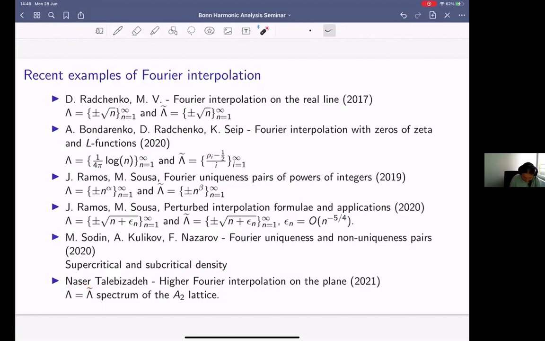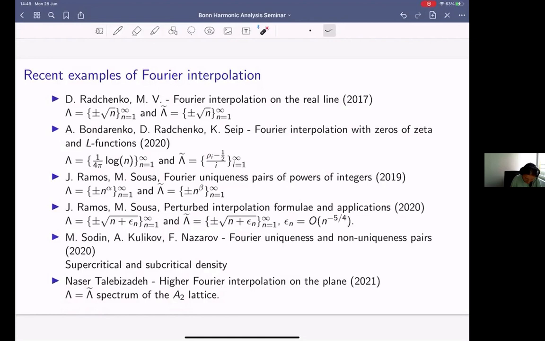Nasser Talebizadeh, and he analyzes Fourier interpolation for the pair which is a spectrum of the A2 lattice. And he shows that there is no uniqueness in this case, and not only in the sense of our definition, but also if we know, for example, higher derivatives of f at these points, then somehow finitely many higher order derivatives will not be enough to reconstruct the function from this data.